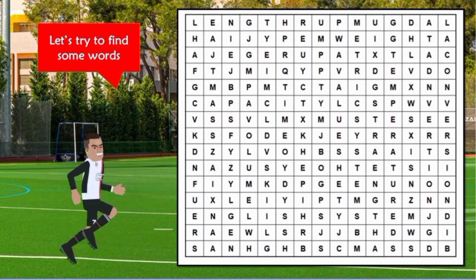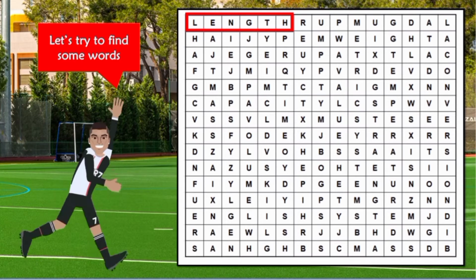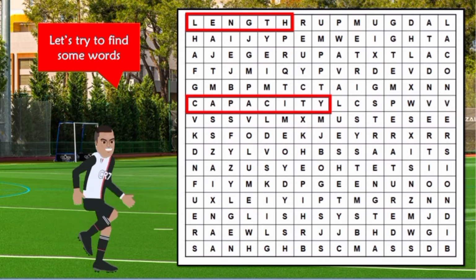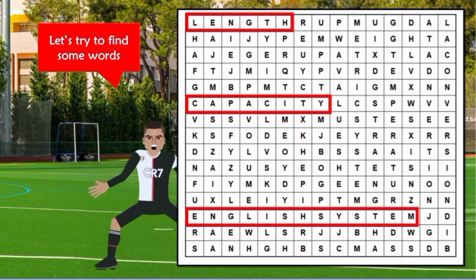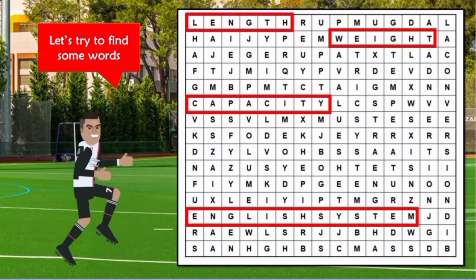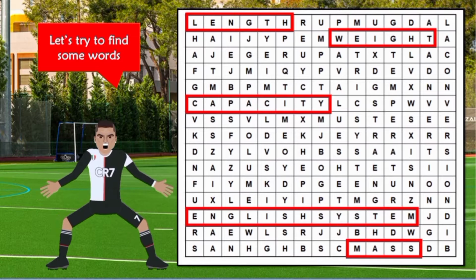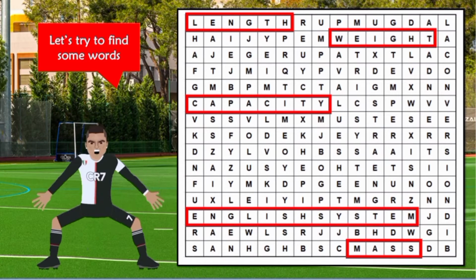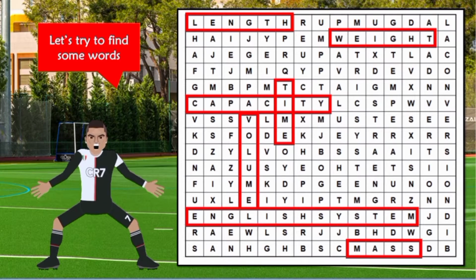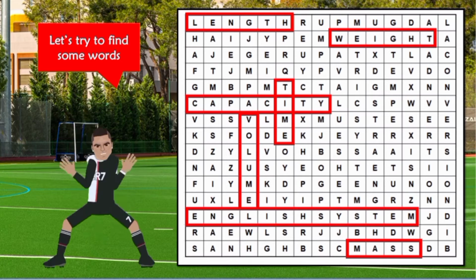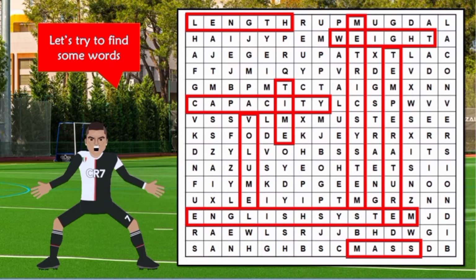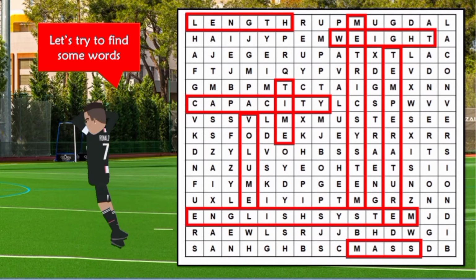For our first word, we have length. Then we have capacity. Next is English system. Then we have weight. We also have mass. We have volume. There is also time. Another is metric system. There is also temperature. And lastly, we have conversion.